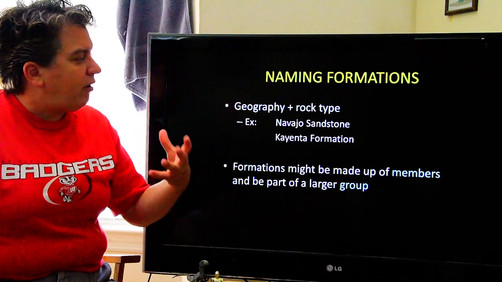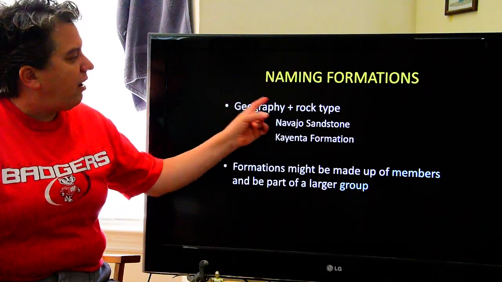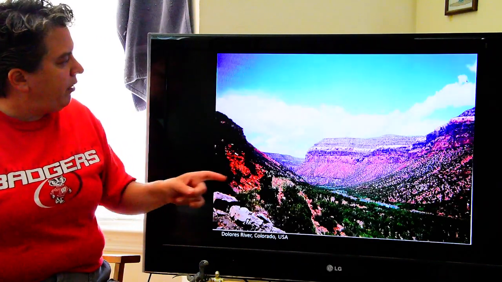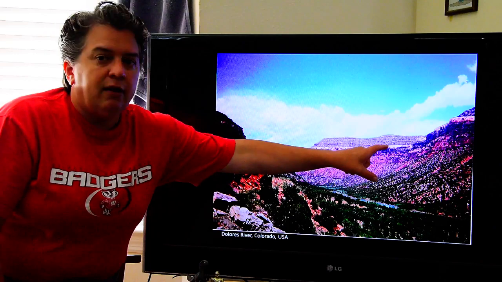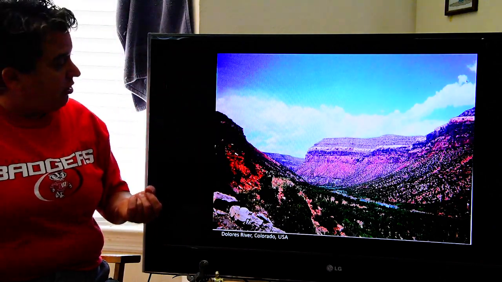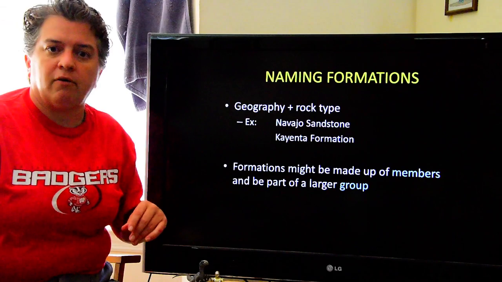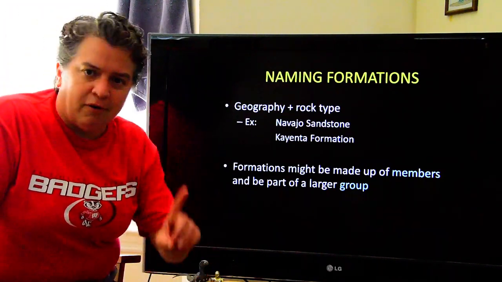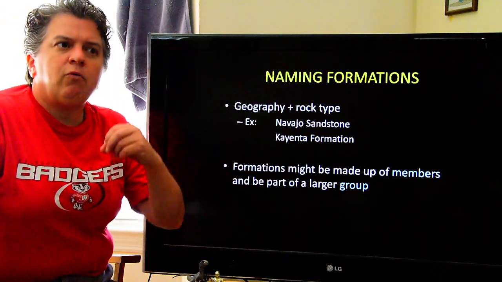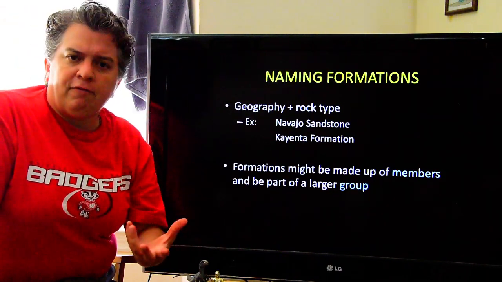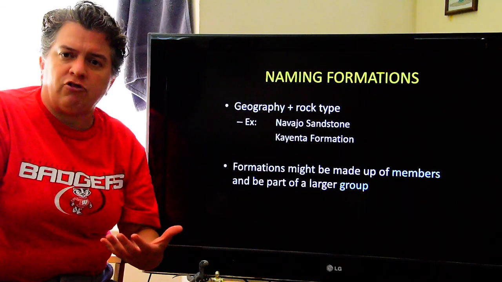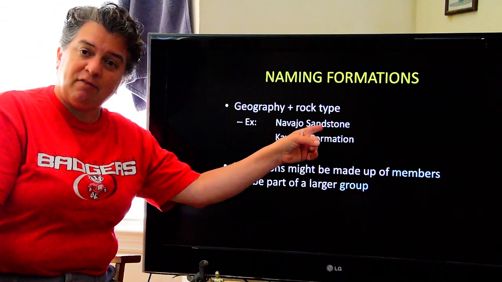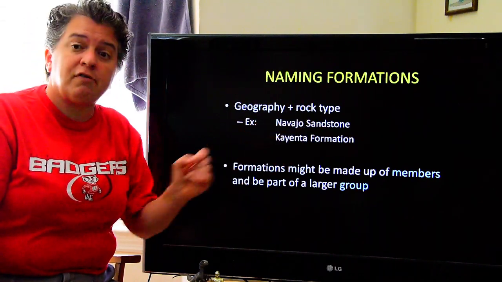And how the rock gets its name is usually the geography plus the rock type. For example, earlier I pointed out this rock here. That is the Navajo Formation, or Navajo Sandstone, I should say. Now, how to get that name? Well, it's a sandstone, so rock type, and where it was first described and identified in detail was on the Navajo Nation. So, geography, Navajo Nation, the rock type, it's a sandstone, so it gets called the Navajo Sandstone.